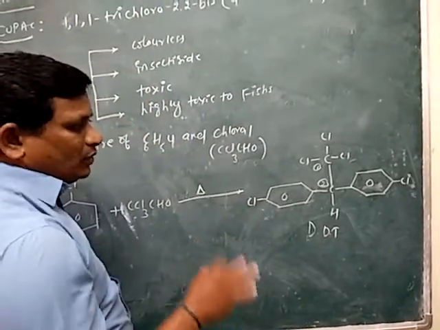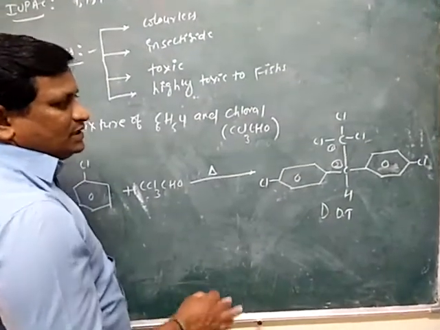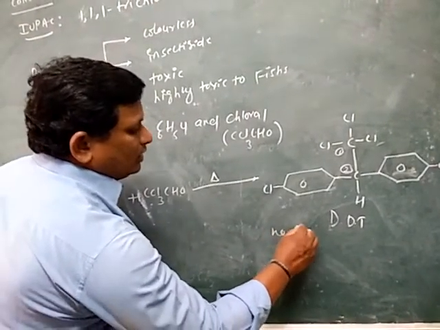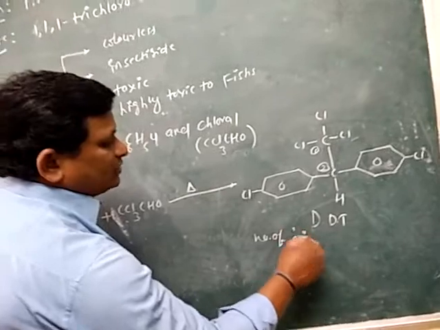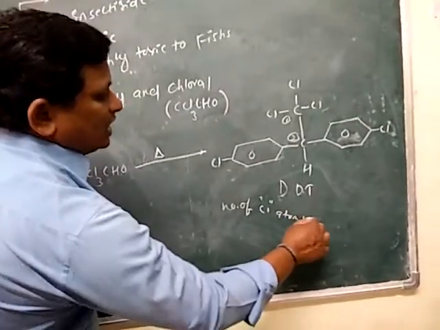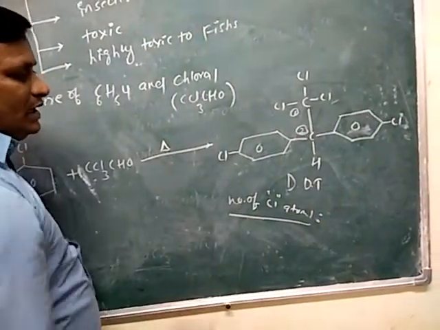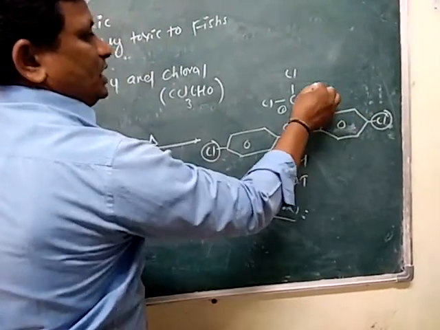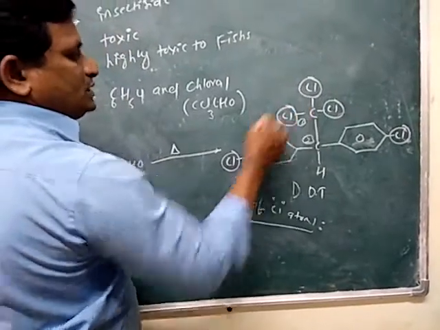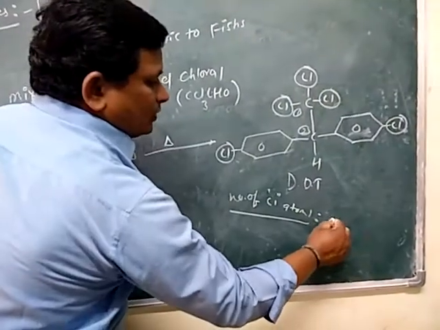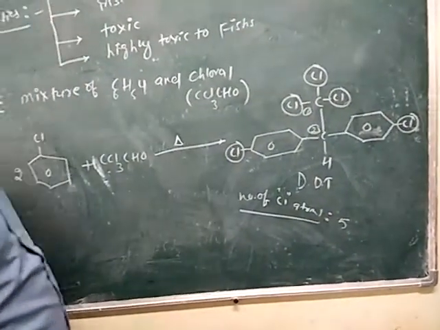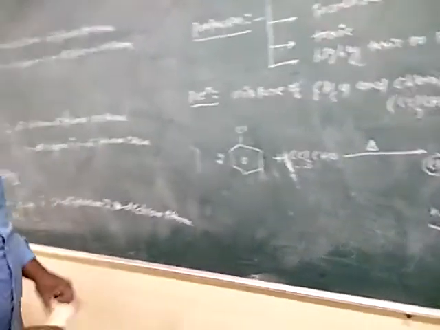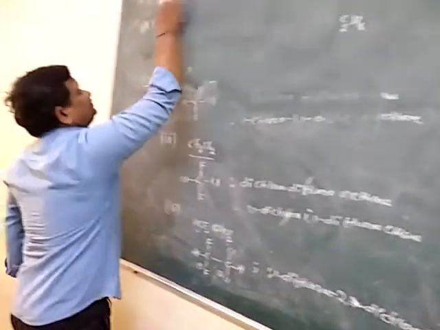Now in this DDT compound, the question arises: how many chlorine atoms are present in DDT? Is it 1, 2, 3, 4 or 5? The number of chlorine atoms in the DDT polyhalogen compound is 5. So these are the polyhalogen compounds.